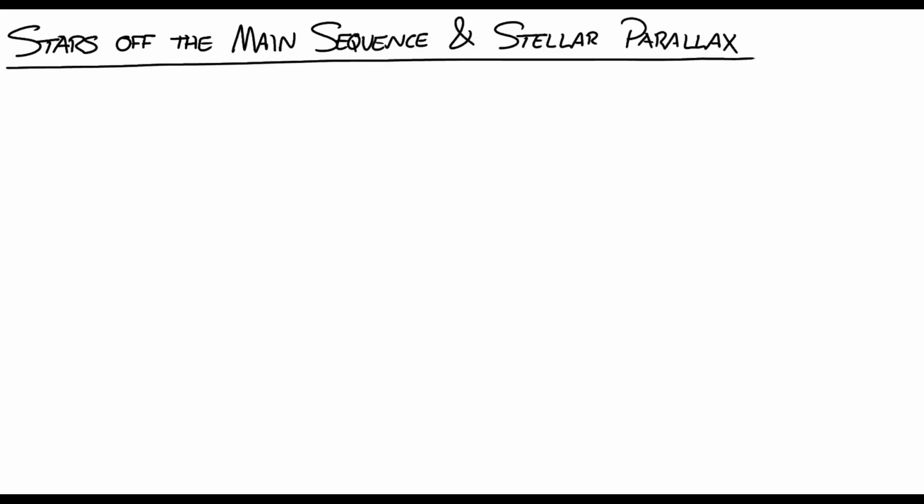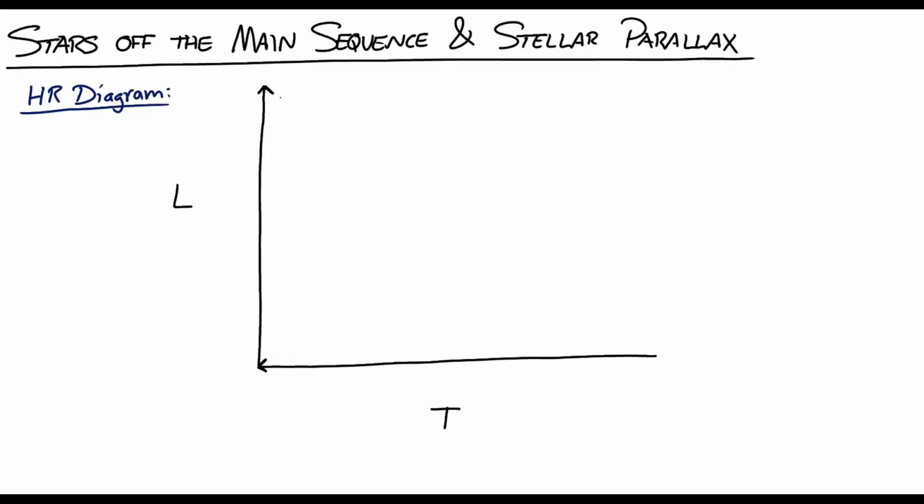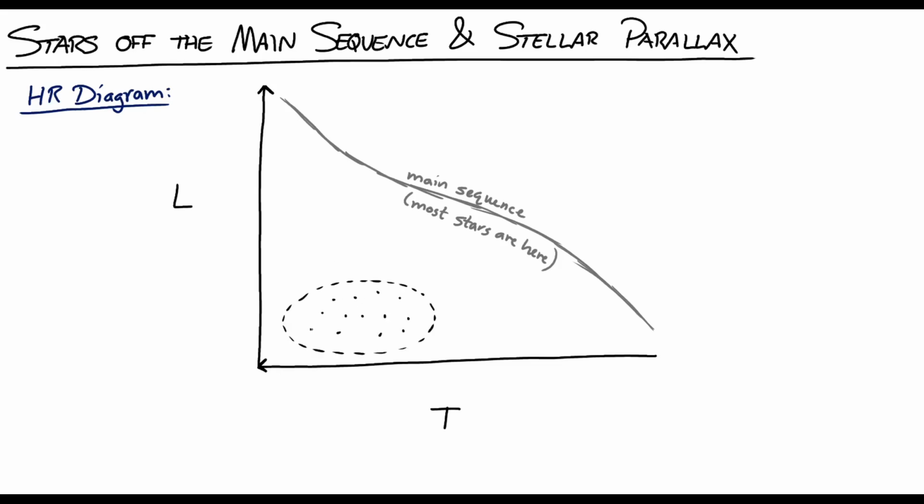Let's take a look at stars off the main sequence and stellar parallax. So last time we looked at the HR diagram, and I pointed out that most of the stars that we observe are along the main sequence, which lies here on an HR diagram. But not all stars are on the main sequence, and let's consider those stars that are not on the main sequence. So for example, some stars that we observe are here in the lower left corner of the HR diagram.